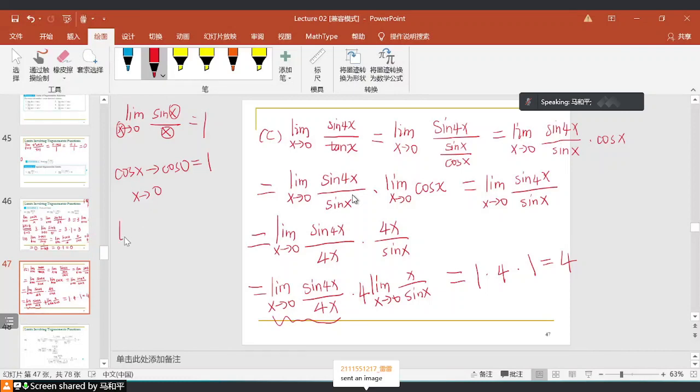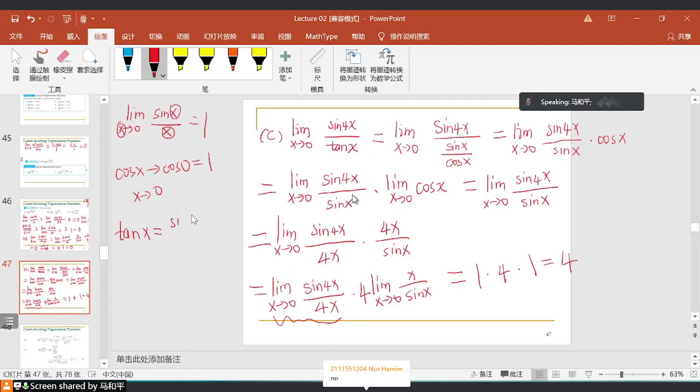Tan x is the definition for tan x. I think we have learned it in chapter 01. Maybe you can review chapter 01. Chapter 01, we have introduced tan x, cot x, secant x, cosecant x. We have introduced these trigonometric functions.